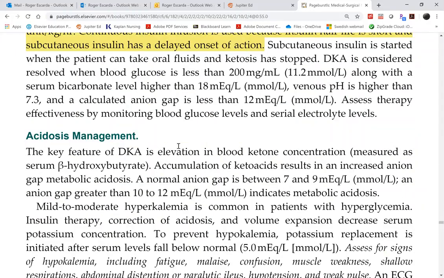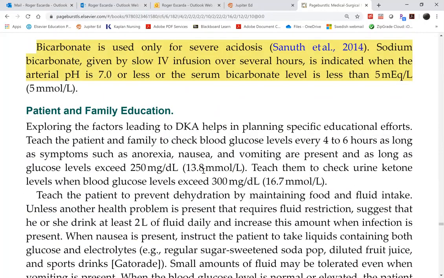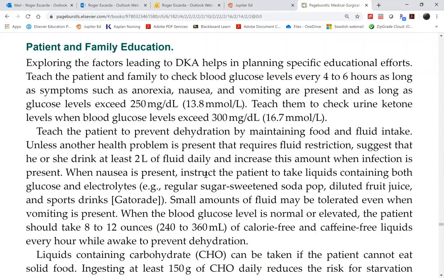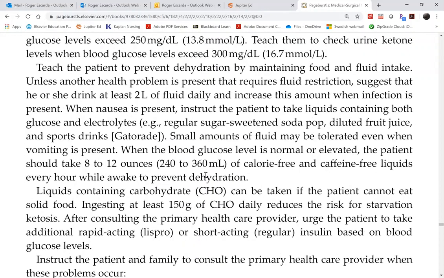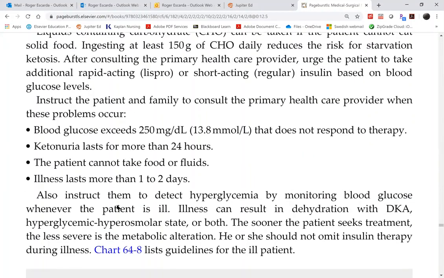Yes. All right, so let's finish HHS. The prevention here, we already discussed prevention. It was under sick day rules. So to prevent DKA, tell them about sick day rules.